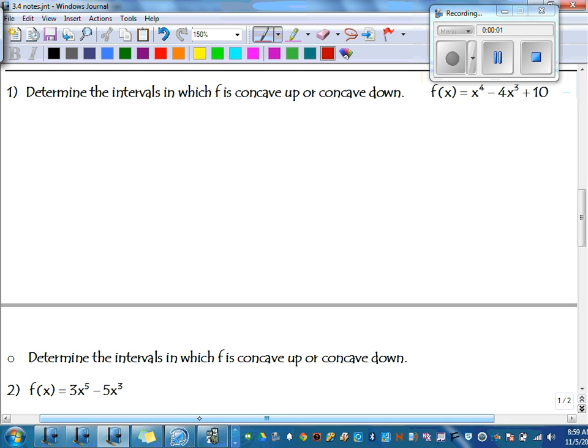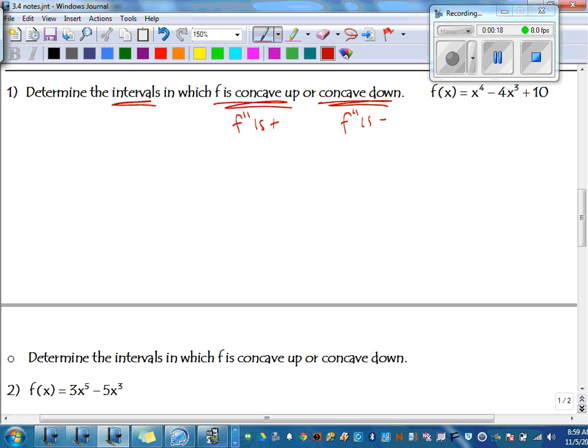In number one, we're trying to figure out the intervals where f is concave up or concave down. All right, and we're given that original function. So to be concave up, we need to remember the second derivative is positive. Concave down, second derivative is negative.